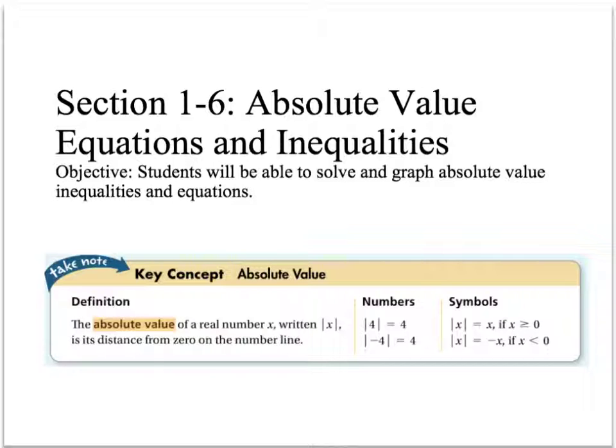It's always positive. It is a distance from 0. It's the distance a number is from 0. And that's why it's always positive, because if you're talking about distance, then you can't have negative distance. So your definition right there: the absolute value of a real number is the distance from 0 on the number line. So that example is talking about the number 4.